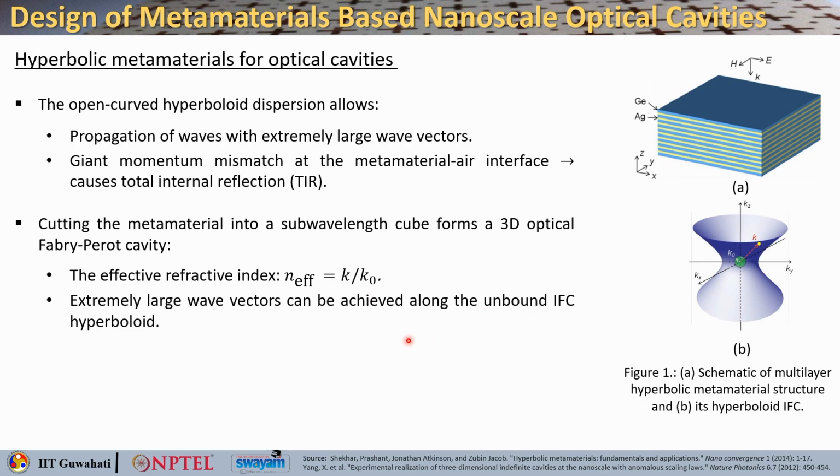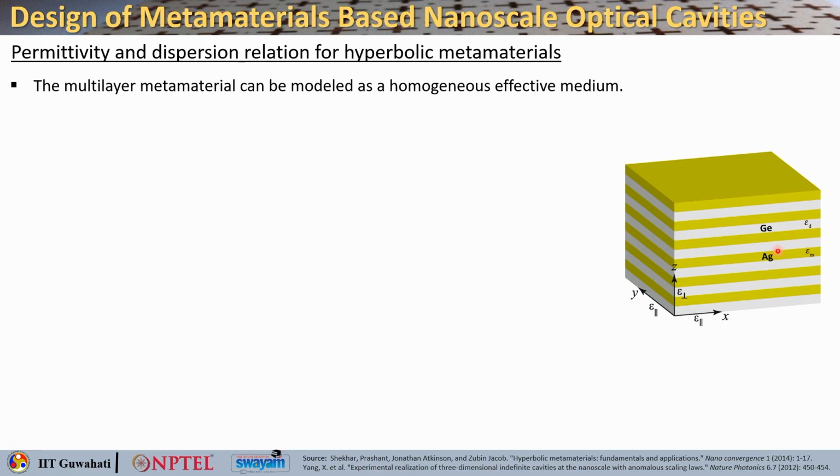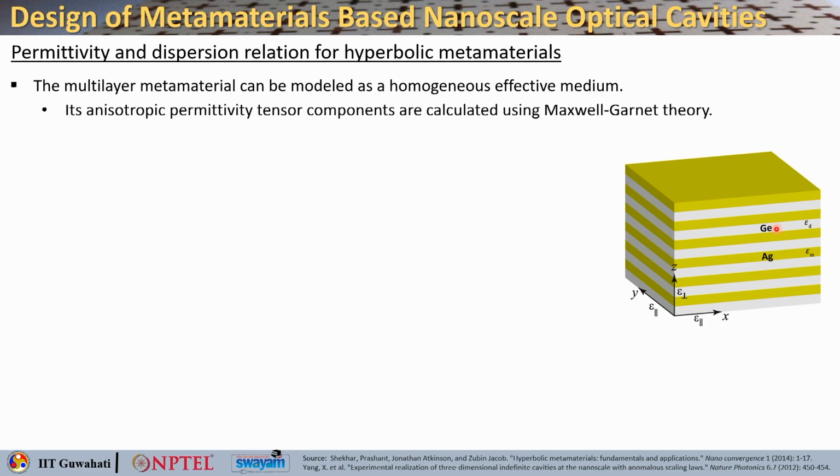Okay. So, because of this extremely large wave vector k, that is coming from this unbounded isofrequency contour hyperboloid, the cavity size will be very high, and that will make sure that the cavity can be squeezed to very small size or nanometer scale, right. So, now let us look into the permittivity and dispersion relation for hyperbolic metamaterial with this particular example, where silver and germanium layers are basically alternating.